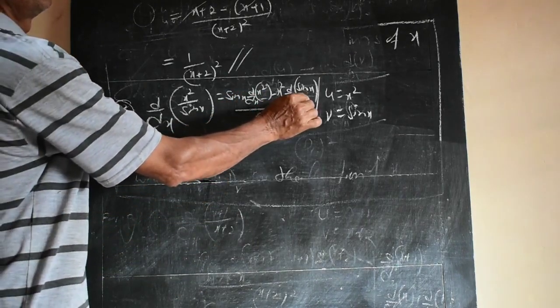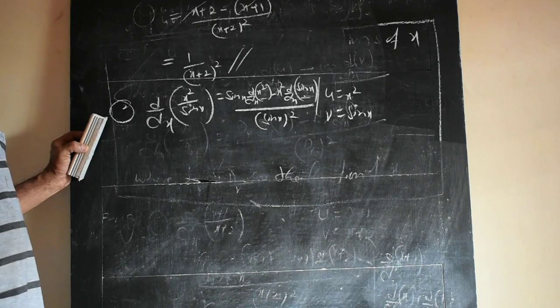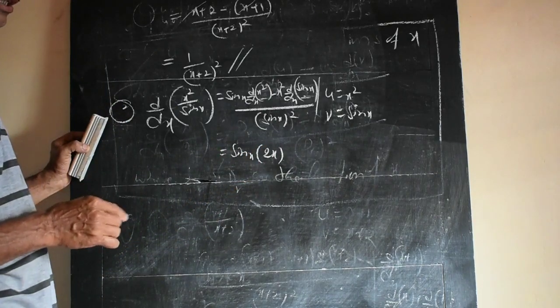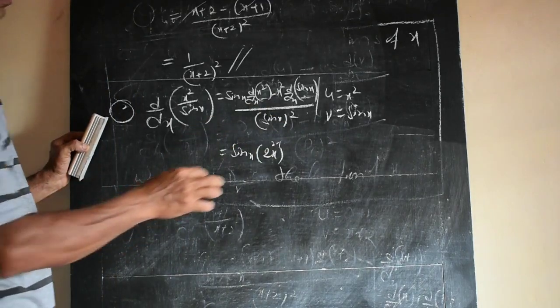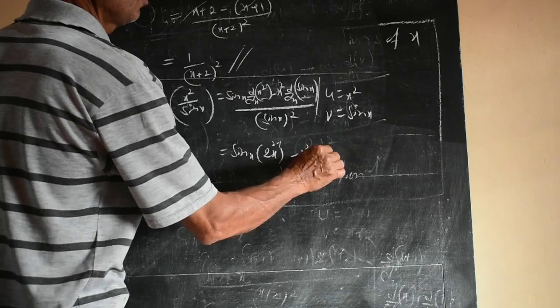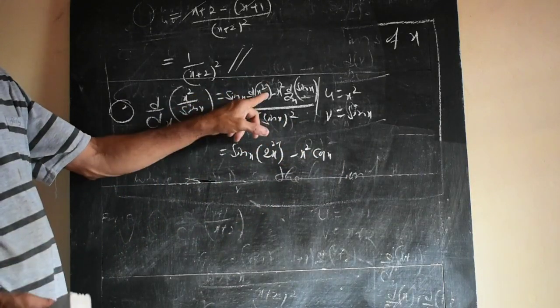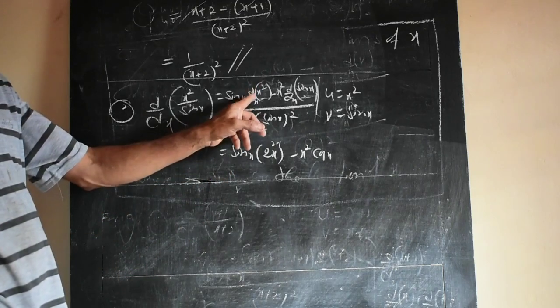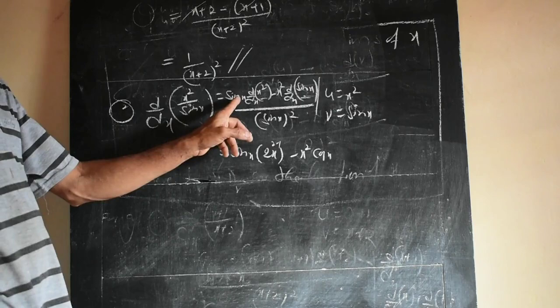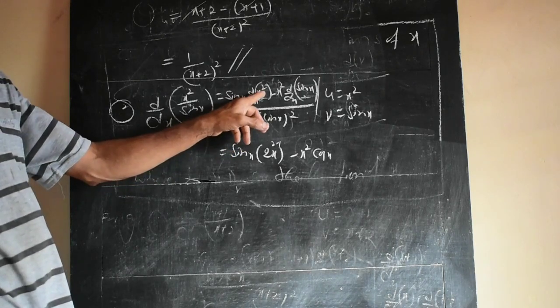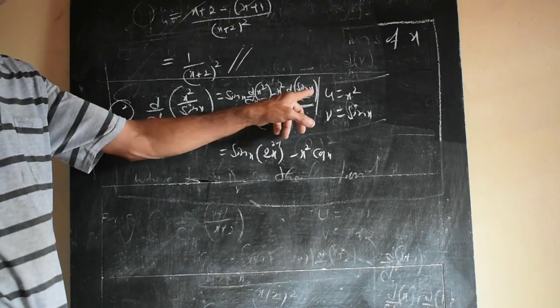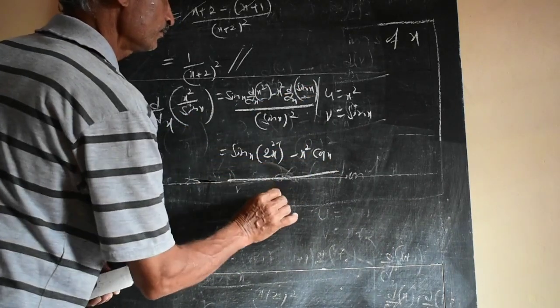Now we have to differentiate x square and we have to differentiate sin x. X square means 2 into x raised to 2 minus 1. Sin x differentiation is cos x. That is equal to sin x into differentiation of x square, minus x square into differentiation of sin x, which is cos x. Wherever d by dx is there, that term is to be differentiated; the rest, as in the quotient formula, is to be kept as it is. Only d by dx of x square is to be taken, that is 2x raised to 2 minus 1, since x raised to n differentiation is n into x raised to n minus 1, and d by dx of sin x is cos x, whole divided by sin square x.